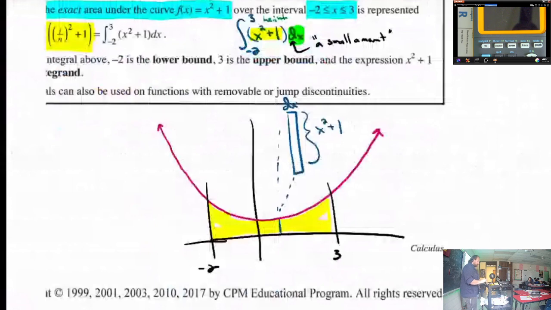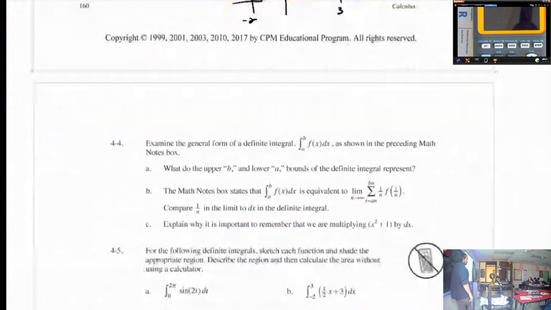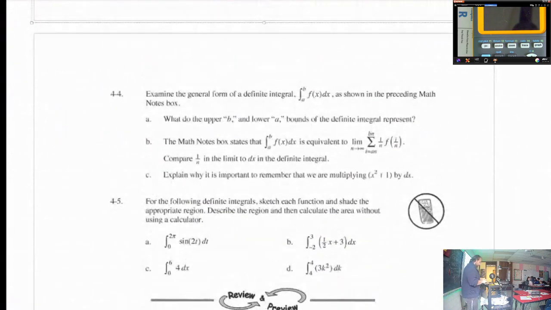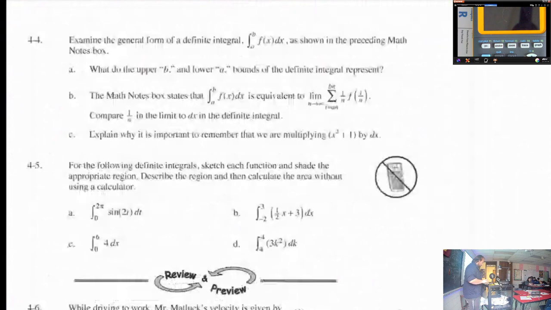Okay, let's actually put this to good use. For the most part today, we're not going to deal with formulas. We're just going to be doing geometry problems, really. So let's take a look at 4.4. And then hopefully we'll get these done and we can get back and work on that test.